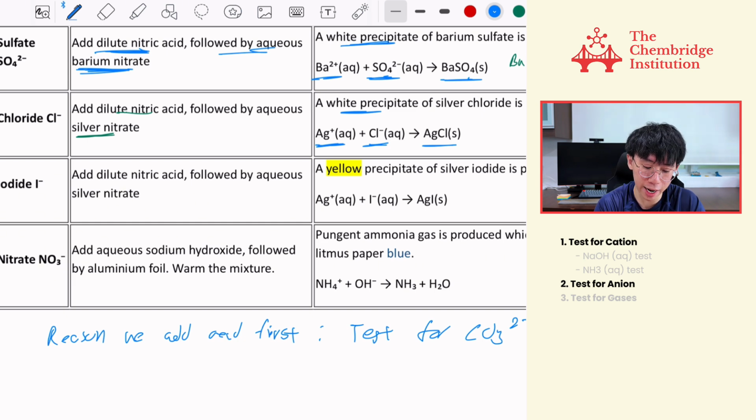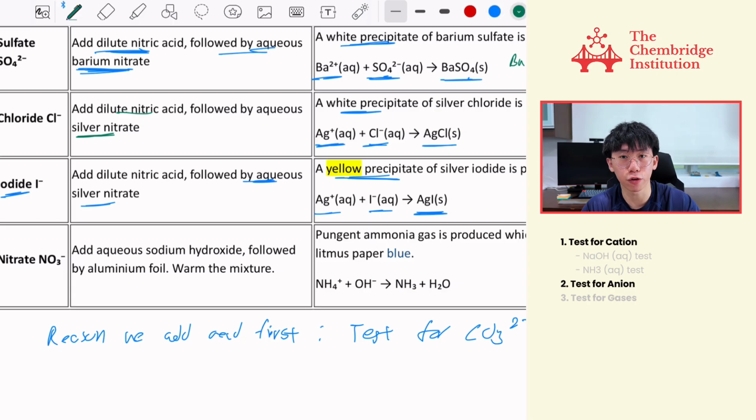Your iodide ions, you also use the same reagent. The way to tell the difference is that your silver will react with iodide ions to give silver iodide. Silver iodide is a yellow precipitate, versus silver chloride is a white precipitate. So do remember these colors.